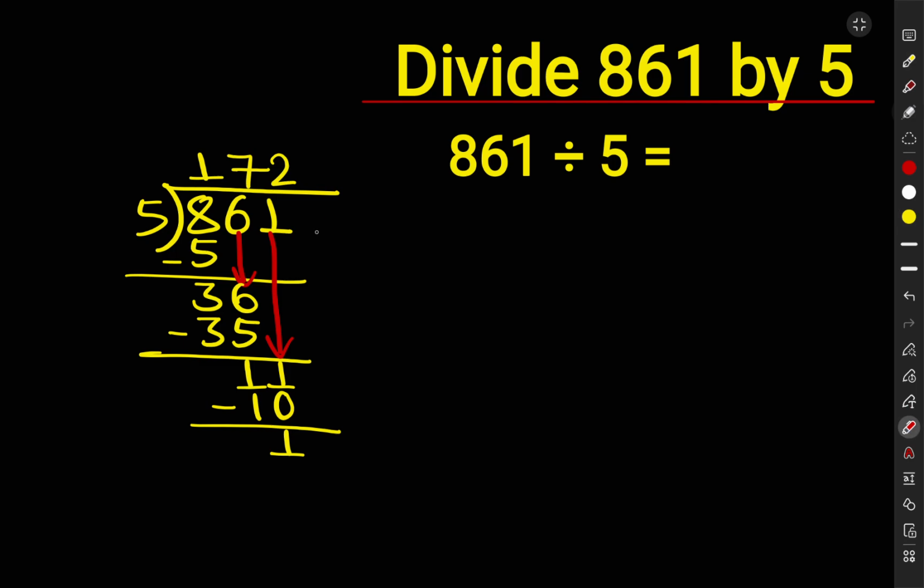So now we have no other number to put down. So we take here a decimal, so that we put 0. So it is 10 and 5 times 2 is 10. On subtracting we get 0. So 861 divided by 5 is 172 decimal 2.